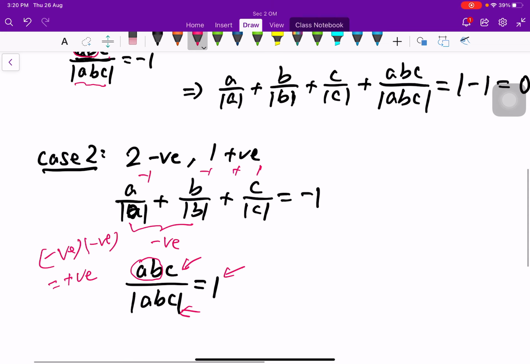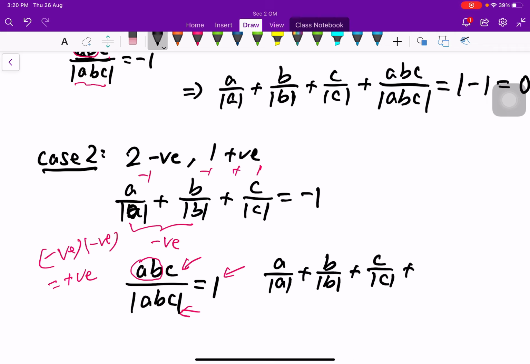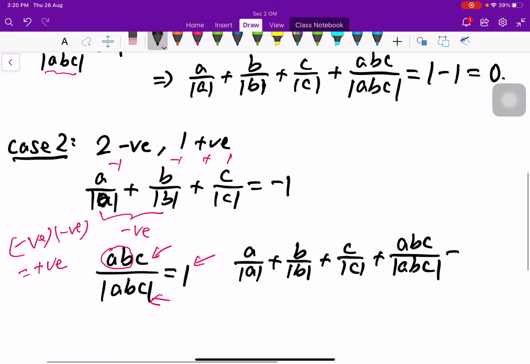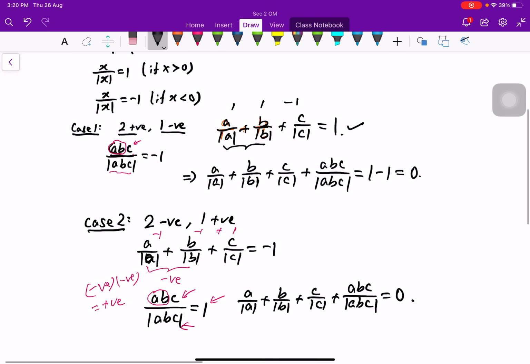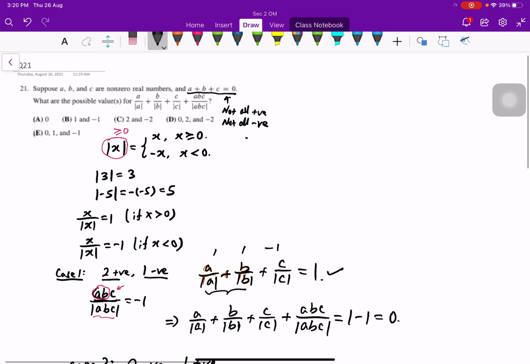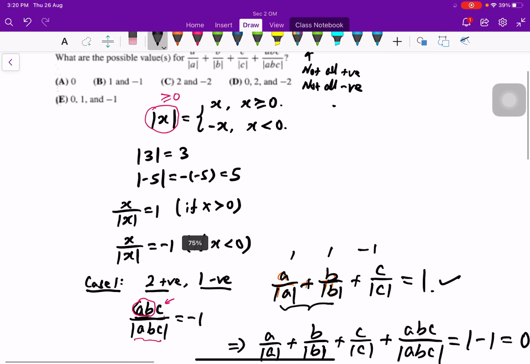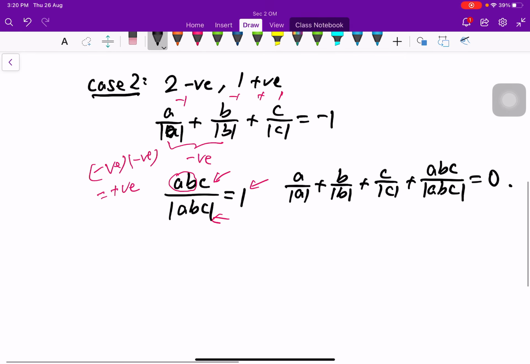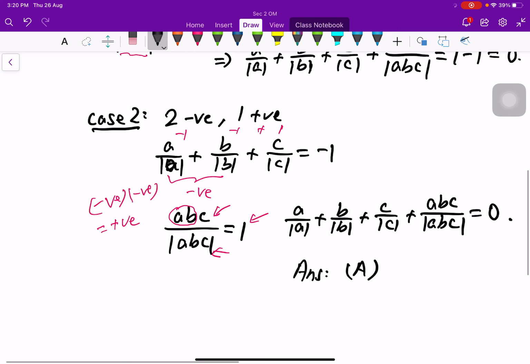Therefore, if you combine the two results, A over the absolute value of A plus B over the absolute value of B plus C over the absolute value of C, and then plus ABC over the absolute value of ABC, the answer should be 0. Therefore, the option for this question is actually A, or the answer is actually 0. With that I stop here.